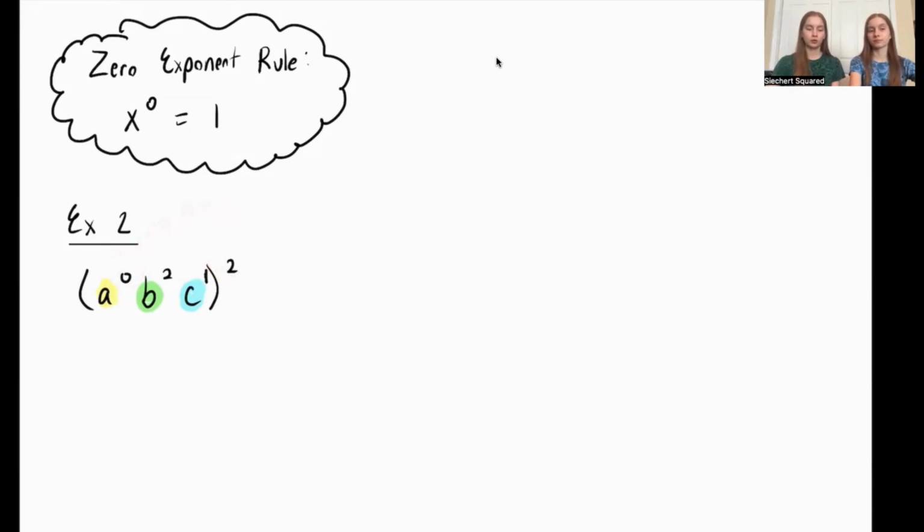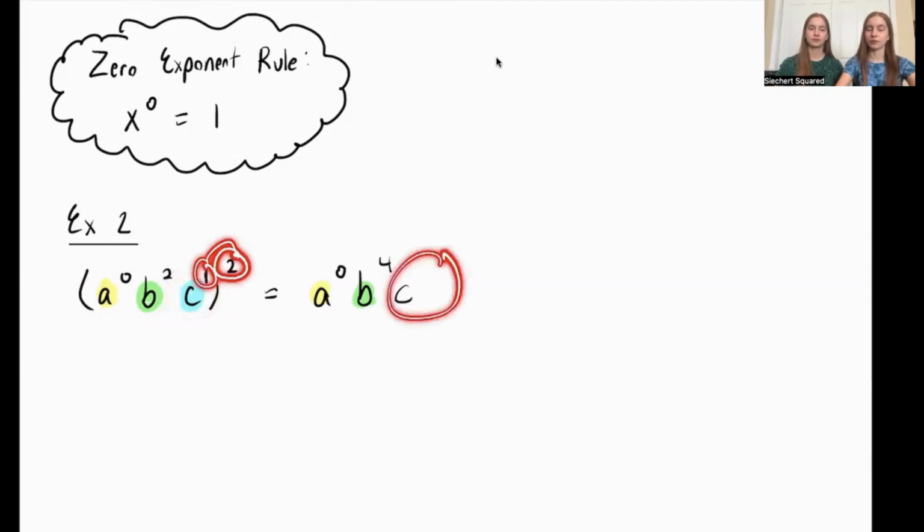So now, doing our rule, we are going to go letter by letter. So starting with a, take the exponent of 0, multiply it by 2. Now 0 times 2 is just going to be 0, so we keep a to the power of 0. Now for the next one, for our b, take the exponent of 2, multiply with the exponent on the outside, so that will become b to the power of 4. And then for our last letter, we have c to the first, and then we have to do that 1 times the 2, so we actually end up with c squared.